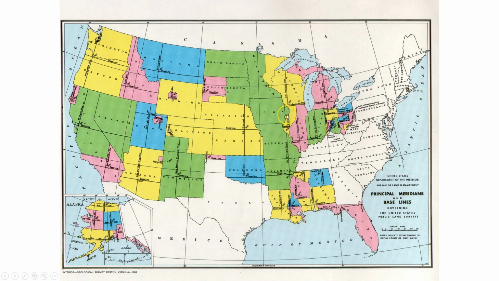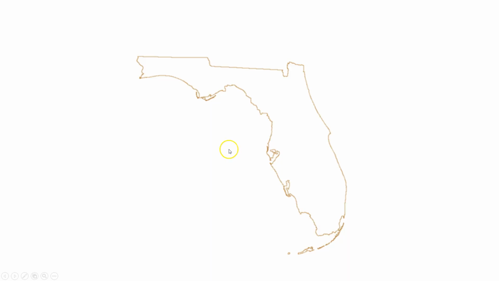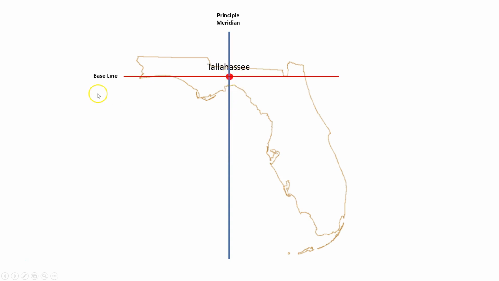You can just see the states that actually use the government survey system. This is Florida, this is Tallahassee. We draw a vertical imaginary line through Tallahassee, and that's called a principal meridian. Baseline is a horizontal line through Tallahassee.